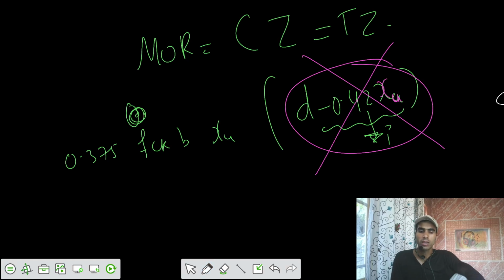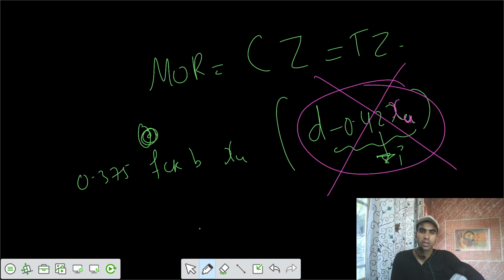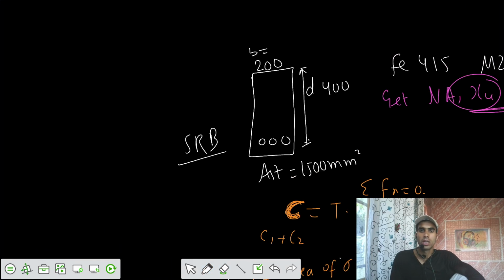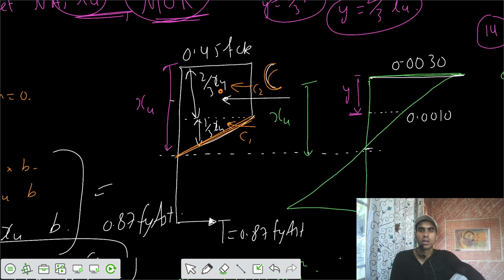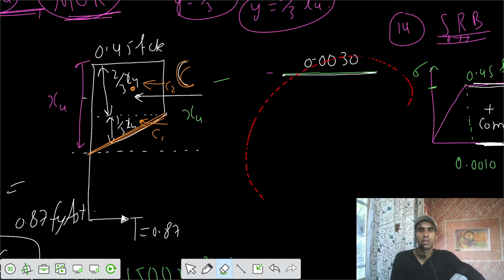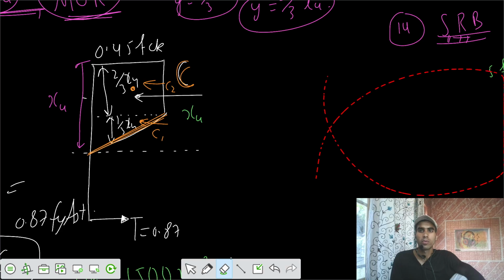We need to get the location of the centroid of that C force, x bar. In the actual derivation, it was initially 0.42 xu, the centroid from the top. In that case, we need to check that. We had this rectangular portion and triangular portion, and we need to calculate the centroid. Let's go for that.